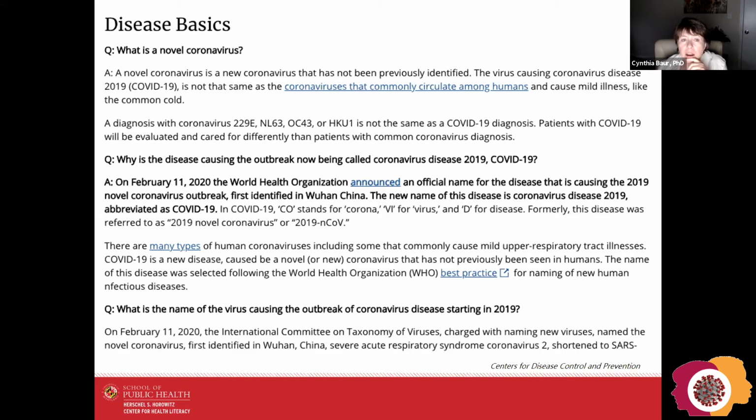But just to lead off in terms of defining novel as new, again, not so helpful. The information has certainly evolved over time, but if you think about what people were looking for back in early to mid-February, this would not have given them much actionable information about their personal threat and how concerned they should be.